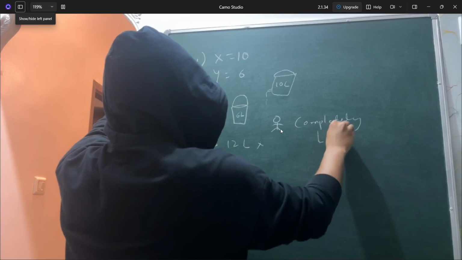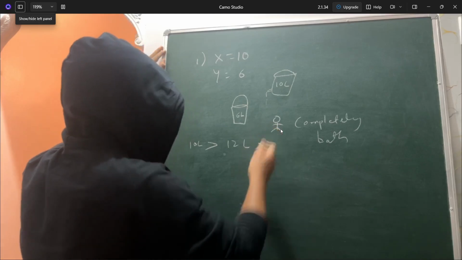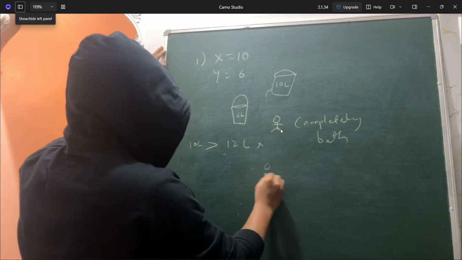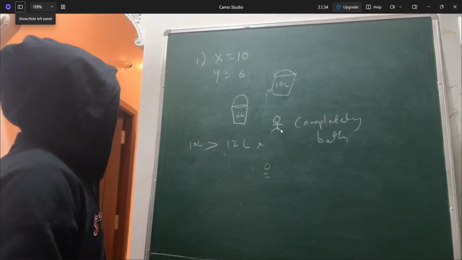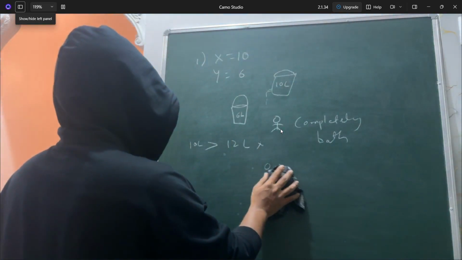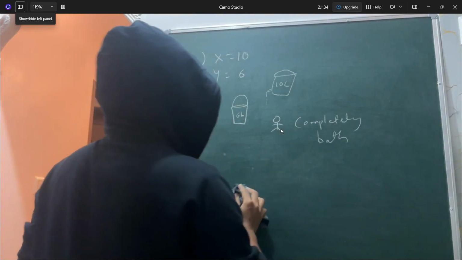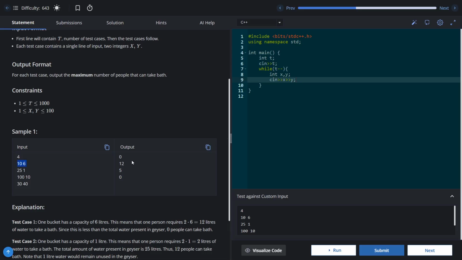So in this case, if he is not able to completely bathe, the number of persons that took a bath is basically 0. He did not take a bath. So this was it, and let me go to the second example and slowly I'll explain the logic. It is 0 in this case.